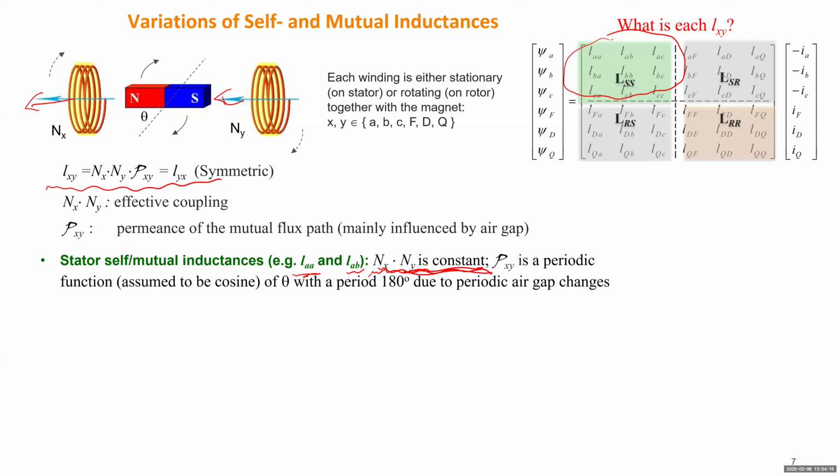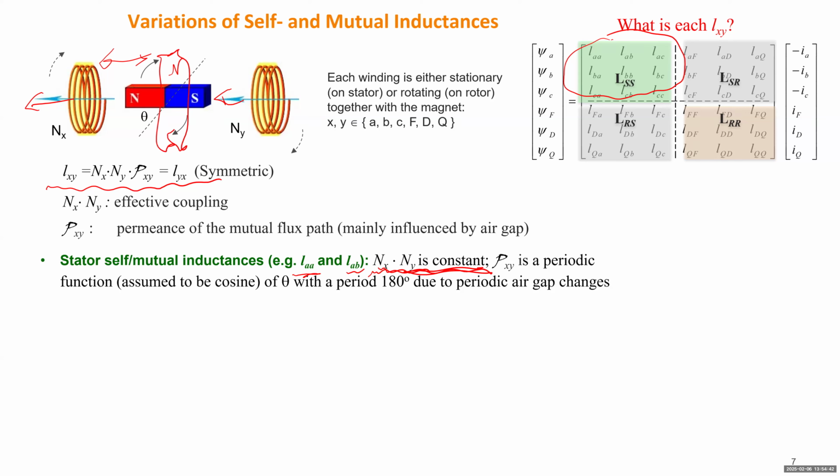But the permeance will be changing. Why? Because in this direction, the permeance will be largest. But if you start revolving to the perpendicular direction, the permeance will be smallest. You have the largest air gap. So if the rotor is revolved to this direction, the air gap will be much bigger, right? The permeance will become smallest.